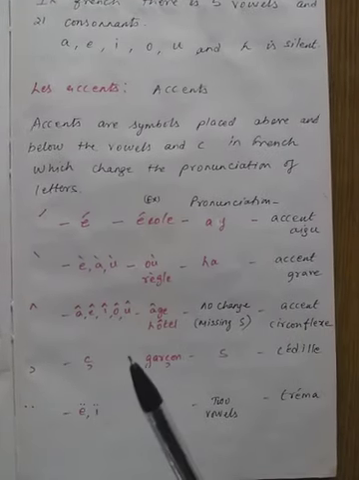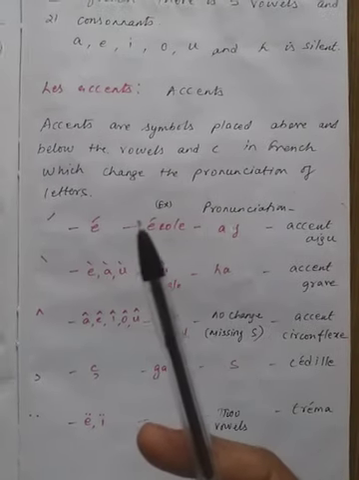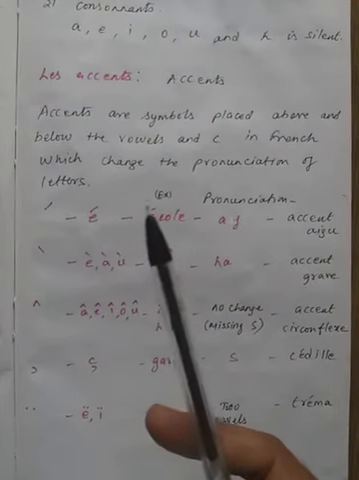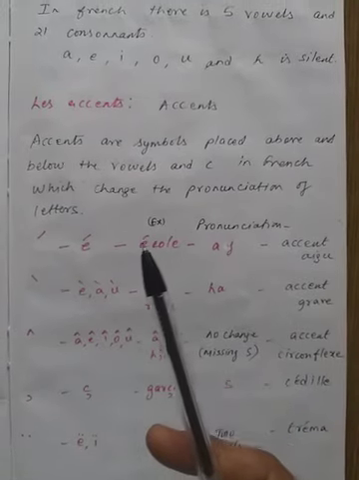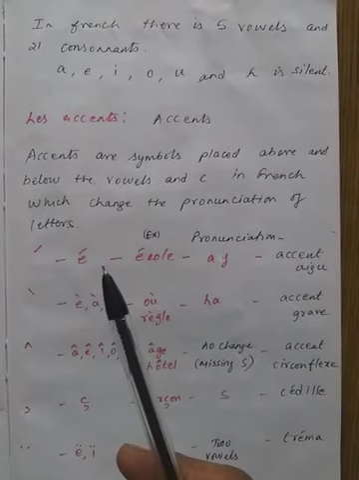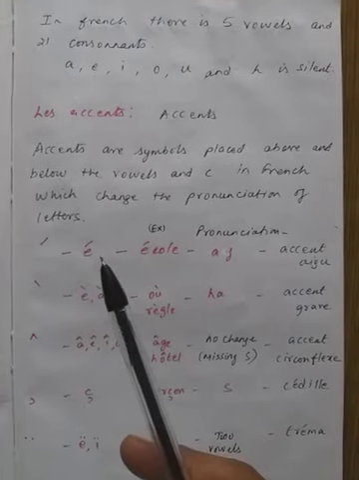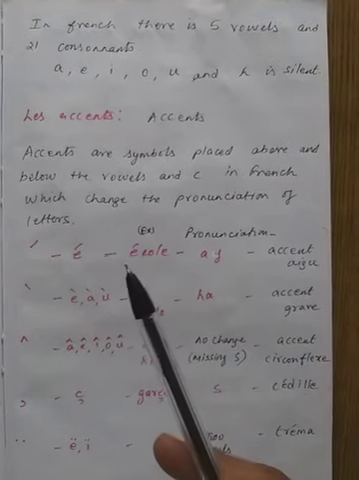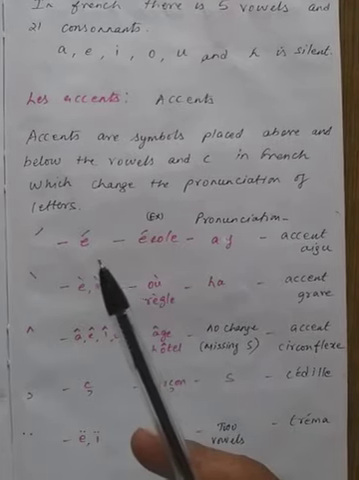Then another thing you have to know in French is accents. These accents are symbols placed above and below the vowels and C in French, which change the pronunciation of the letters. For what purpose are these accents used in French? They are symbols above the characters or below the alphabets, used to get a different pronunciation of the letters.